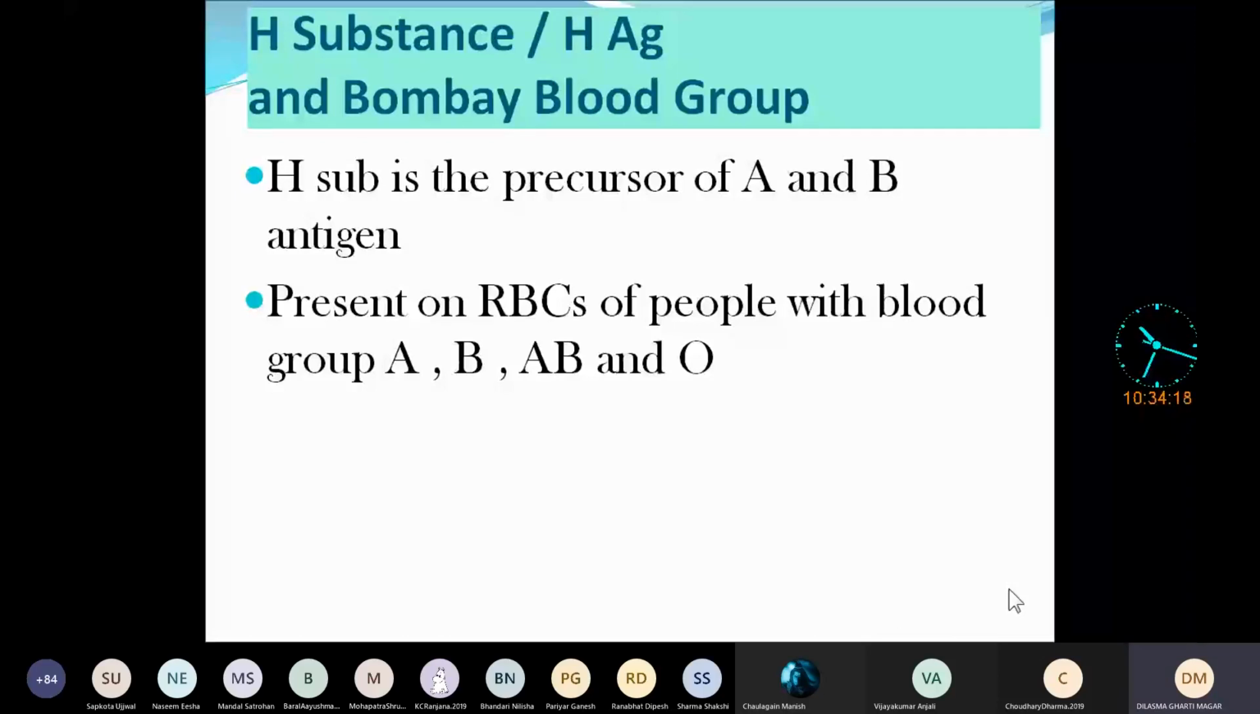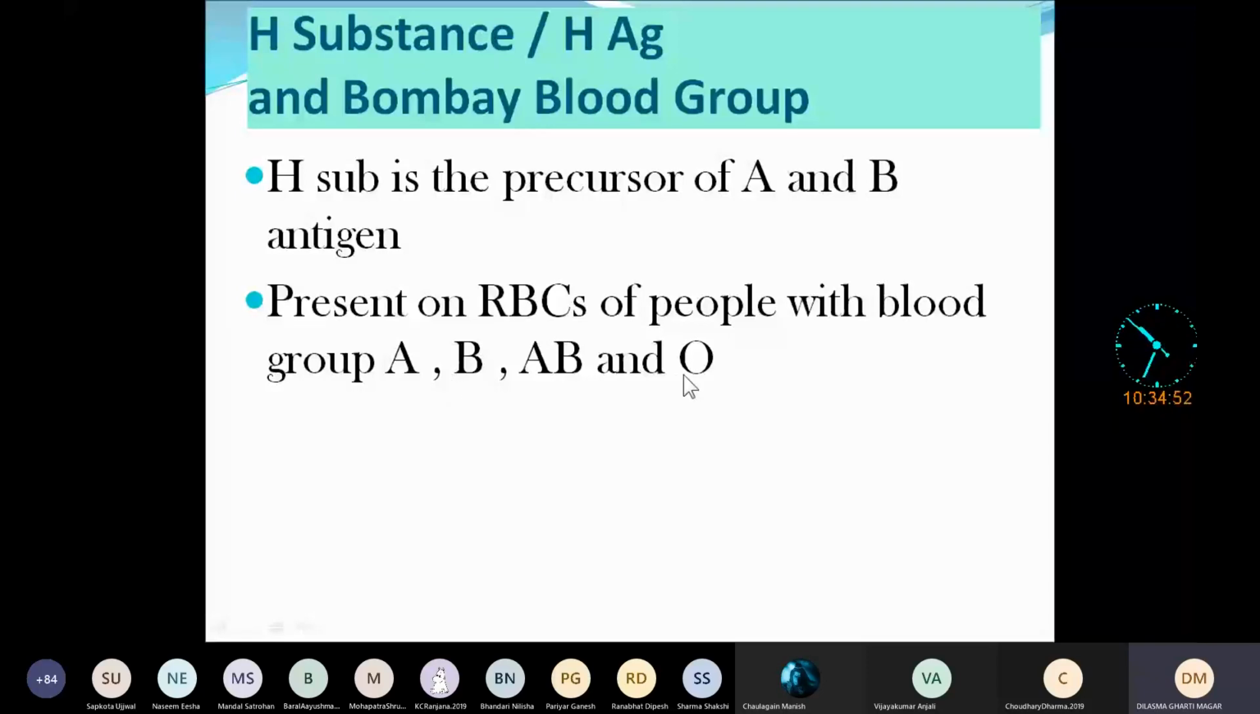The H substance, I have already told you yesterday, will make the A and then the B antigen, isn't it so? So here the H substance is a precursor of the A and the B antigen. This H substance is present on the RBCs of people with blood group A, B, AB, and O. The H substance will make the A and the B, and sometimes if it doesn't make them, then the blood group becomes O, isn't it so?